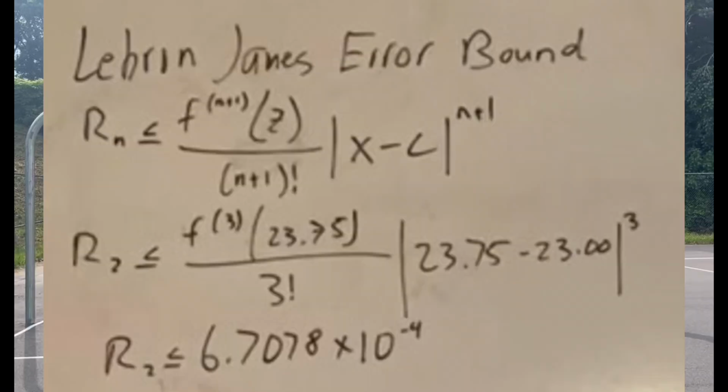In other words, the most far off our Taylor estimate could be from the real life height by using the Lagrange error-bound equation. All we do is plug our values into the Lagrange error-bound equation to find the maximum amount of error there is. We get 6.7078 times 10 to the negative 4.